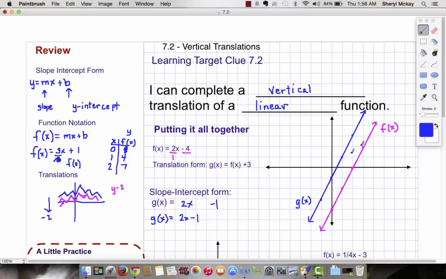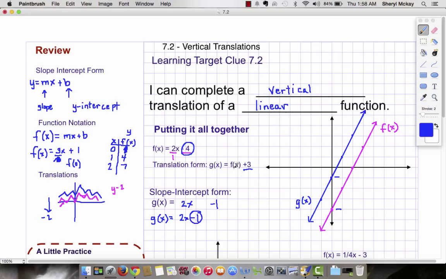Now, I happen to use my graph to do that, but could I have figured out what g of x was in slope-intercept form without graphing it by just looking at my translation form? Well, what happened? What changed between f of x, which was negative 4, and g of x, which is negative 1? Because that's the only thing that's different between f of x and g of x, the y-intercept. So what happened between here and here? What did I do? I added 3.